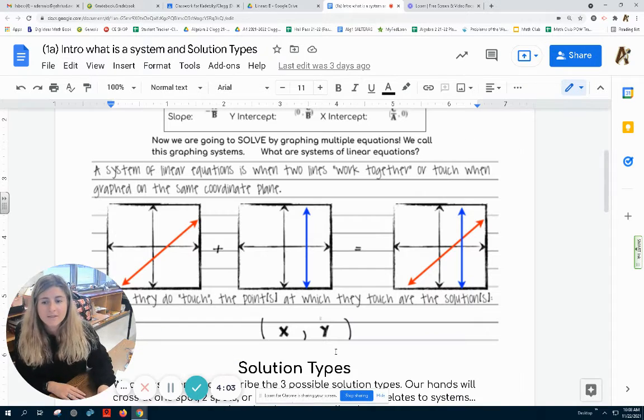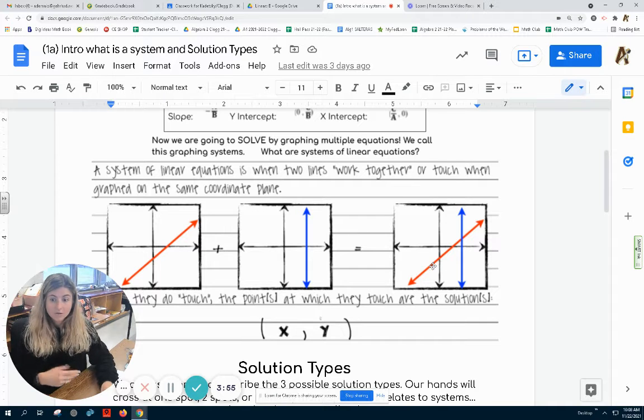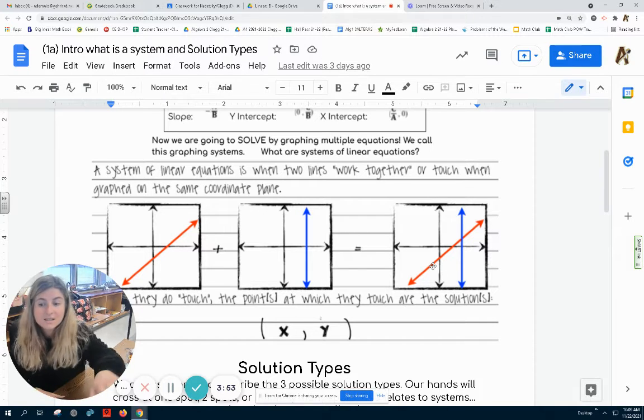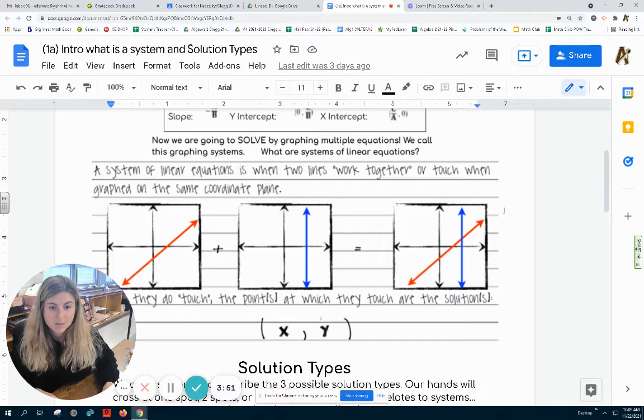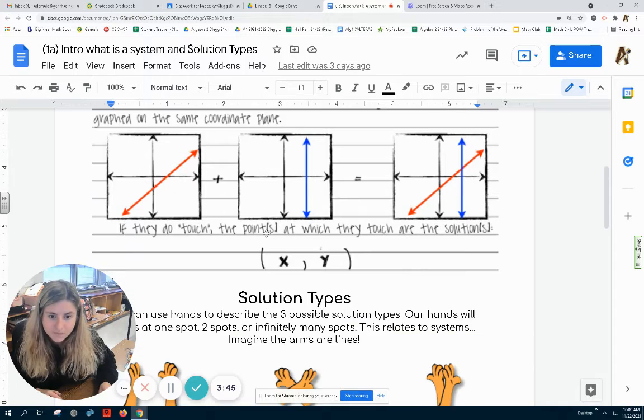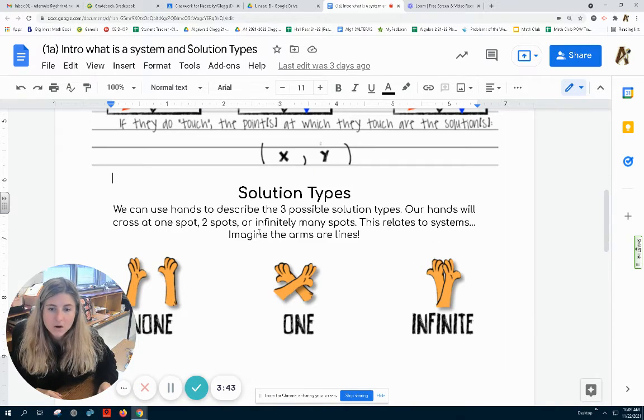If you look below, I have this nice diagram for you. Your red line, which is an equation, plus your blue line, which would be written as an equation, equals a red and a blue line in the same coordinate plane. So this third picture would be a system of equations, whereas these two graphs alone would be just graphing a linear equation.